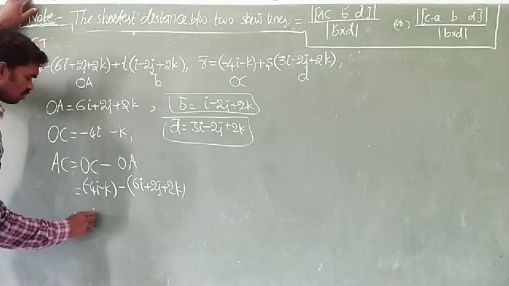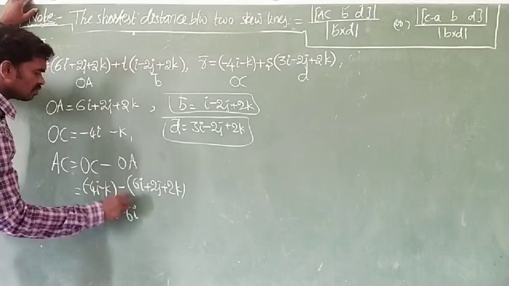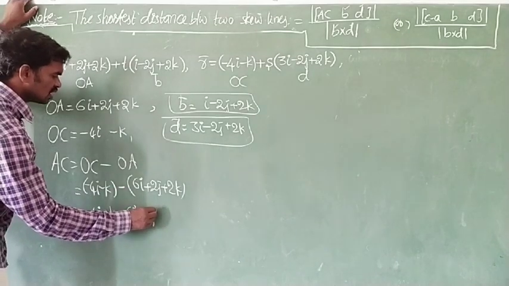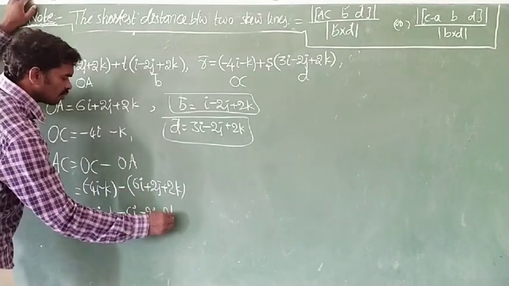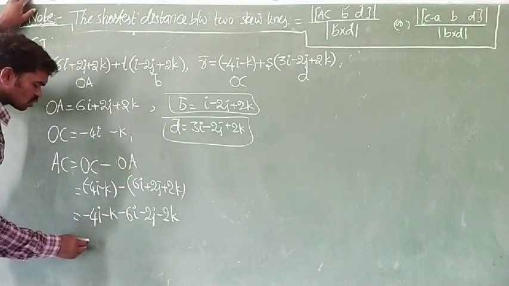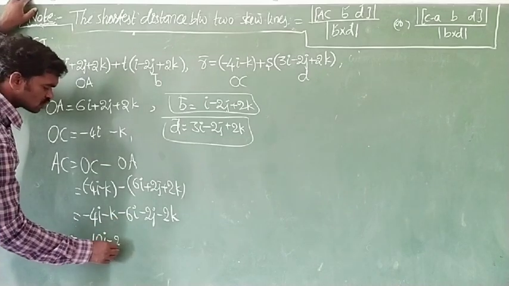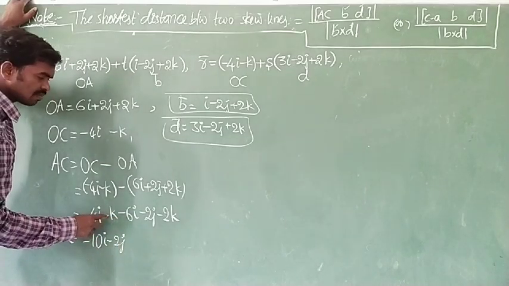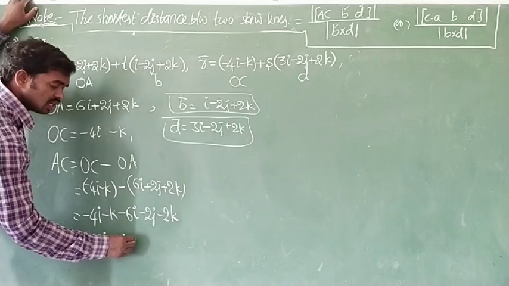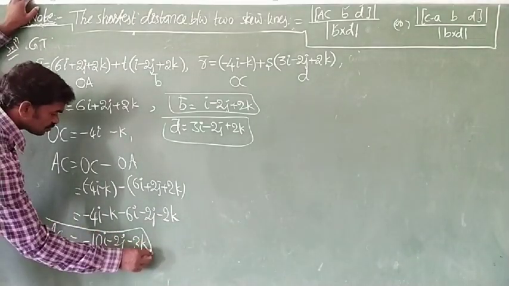Simplify this. Minus 4i minus k, minus 6i, minus 2j, minus 2k. Next, i terms: here minus 4, here minus 6, total we get minus 10i. Next, j terms: only minus 2j. Next, k terms: here minus 1k, here minus 2k, total minus 3k. So we got AC also.